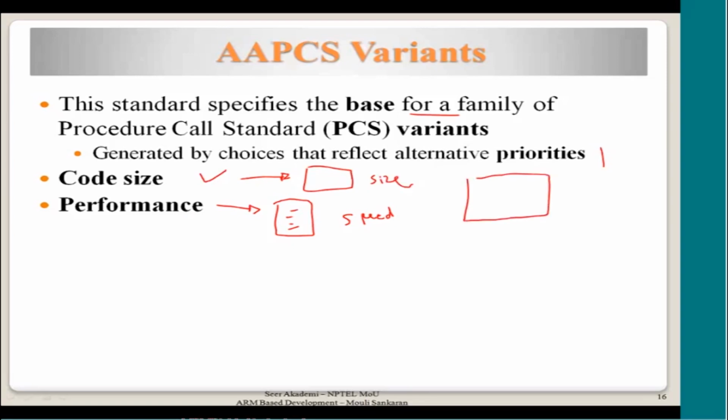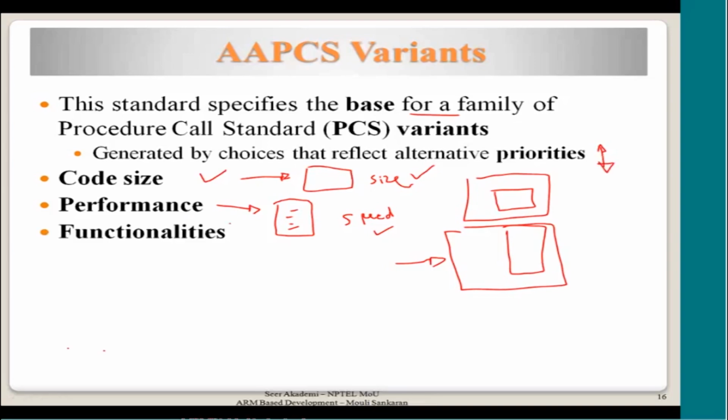Based on the target platform, if the memory area is limited, we may say that I want to optimize the size. But I may be ready to give you more memory, but I cannot sacrifice the time taken for execution. Then these options can be given. So the tool should be able to generate the output based on different priorities.